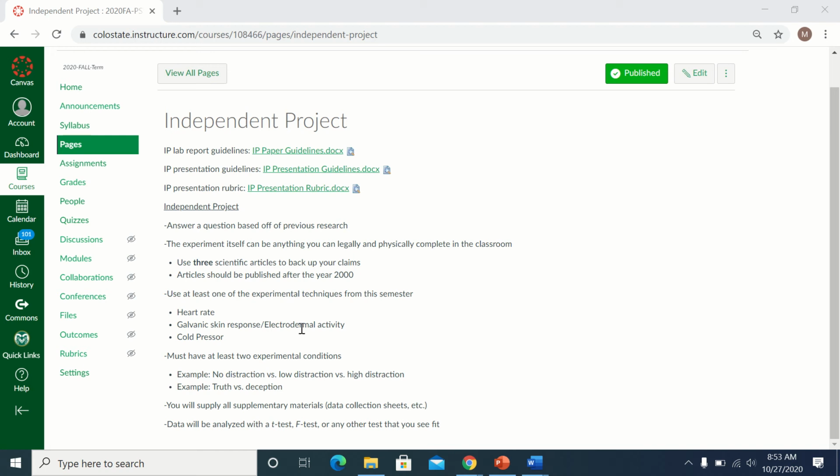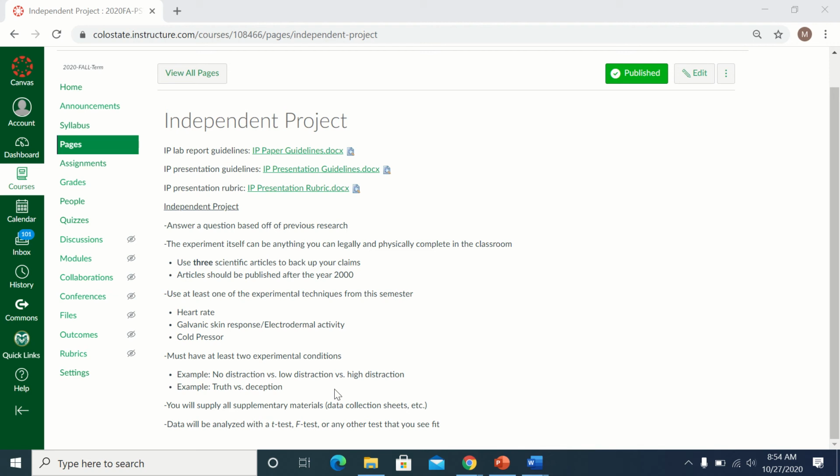Another major restraint is that you need to have at least 2 experimental conditions. So for example, for our cold pressor experiment, we had 3. We had no, low versus high distraction. For our polygraph experiment, we had 2, truth versus deception. So you need to have at least 2 experimental conditions, like a control versus experimental, or you don't even have to have a control if you don't want to. You can just have 3 experimental. So those are the major 2 restrictions.